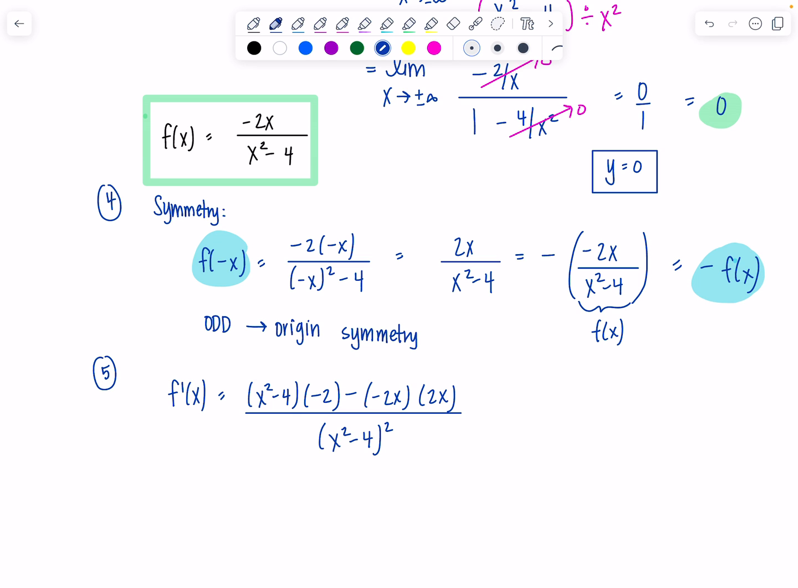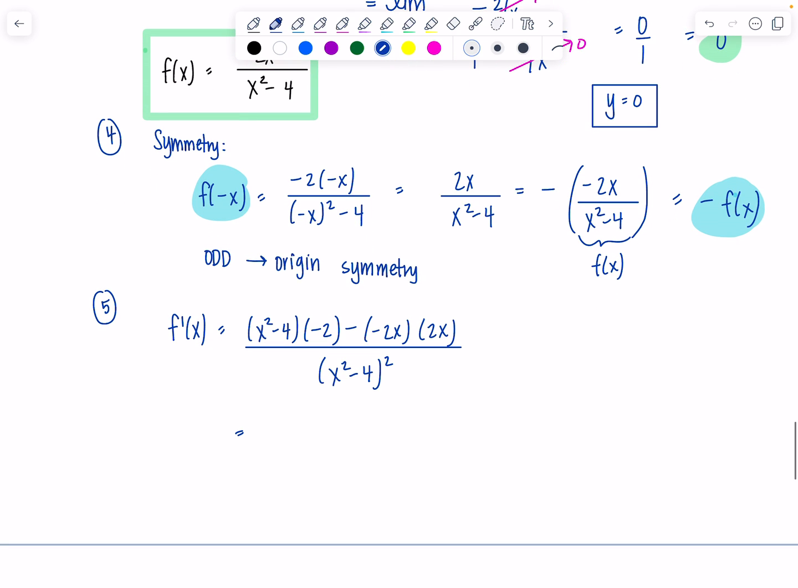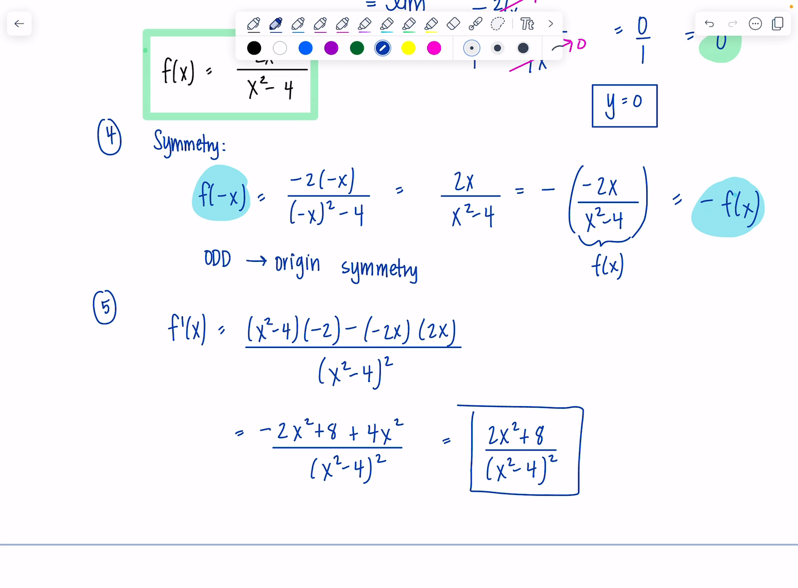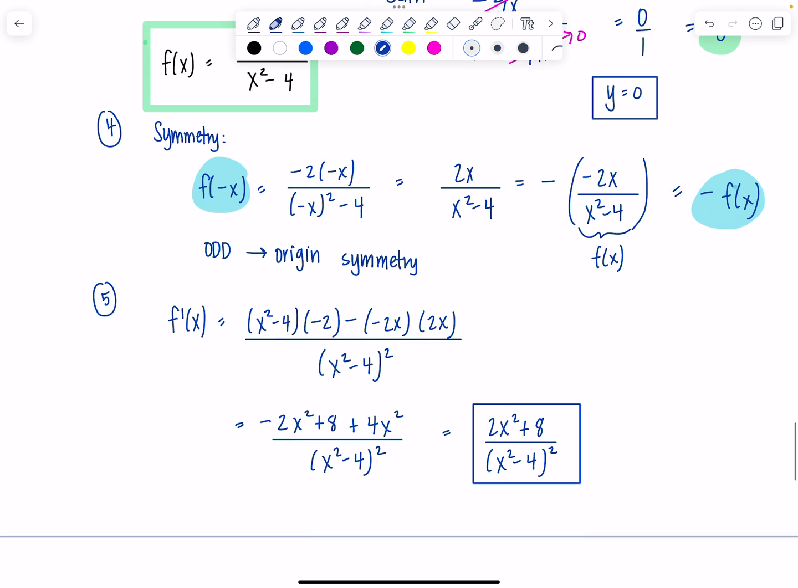You could factor, but it's not bad if we just distribute. So let's just distribute. I feel good about it. So this is going to be negative 2x squared plus 8 plus 4x squared over x squared minus 4 squared, which gives us 2x squared plus 8 over x squared minus 4 squared. Fab. Okay, not too bad.